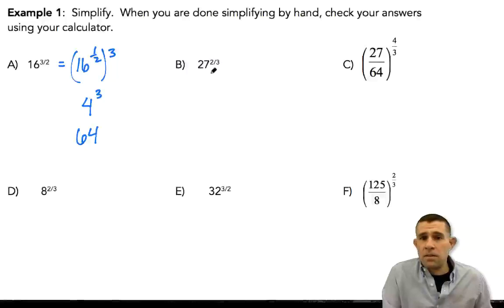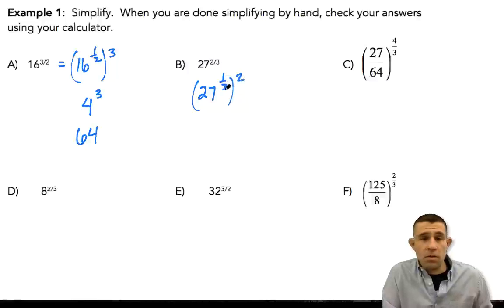All right, B says 27 to the 2/3. Now this is the equivalent of saying 27 to the 1/3 power. Then we're going to take that result and square it. So the 1/3 power, remember, is the cube root of 27. The cube root of 27 is 3. So 3 squared results in 9.